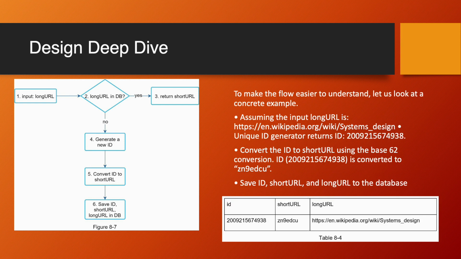To make the flow easier to understand, let's look at a concrete example. Suppose the long URL is Wikipedia system design. The unique ID generated is so and so. Convert the ID to a short URL using base 62, which comes to ZN9EDCU. You could save the ID, short URL, and long URL to the database in the following manner.